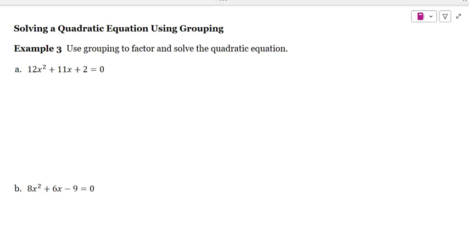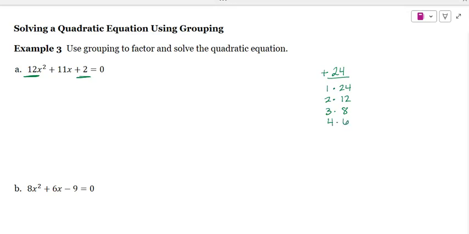The first thing that we're going to do is take the first number that's in the leading term, 12, and then the constant term, 2, and multiply them together. So 12 times 2 gives me 24. And then I'm going to follow the same process that I did when I was factoring before, thinking about all of the combinations of numbers that will multiply together to give me 24. So 1 times 24, 2 times 12, 3 times 8, and 4 times 6.